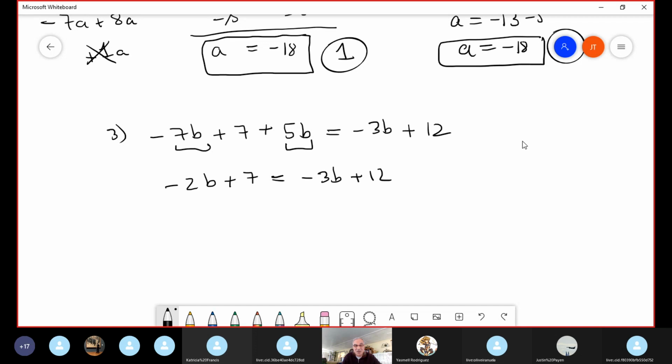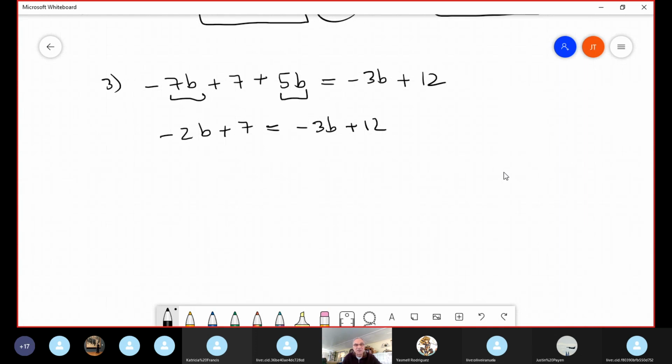Now, this is the algebra. Algebra, we are doing line by line. We are doing one operation. I recommend not too many operations. One by one, step by step.